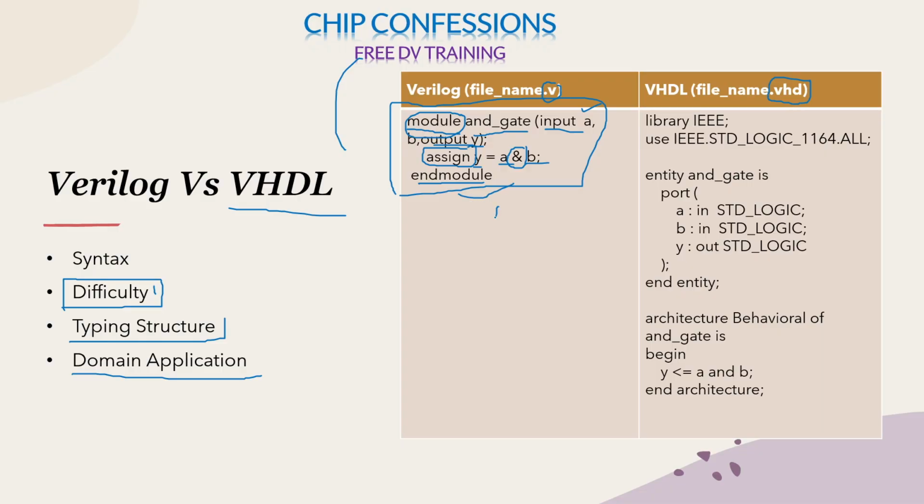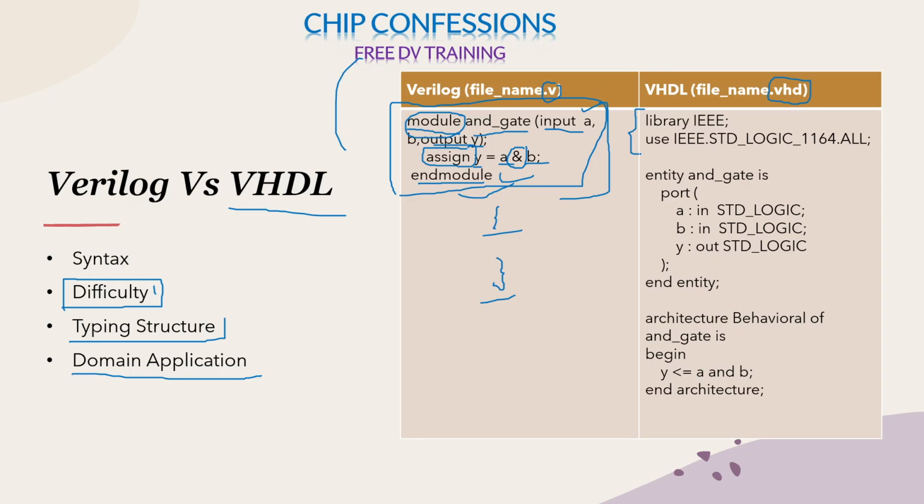Like how we open and close curly braces in C, in the same way we use begin and end in Verilog. So we are ending with endmodule. This is what Verilog code for an AND gate looks like. And yes, our VHDL is here, and this is how this code looks. These two lines are mandatory.